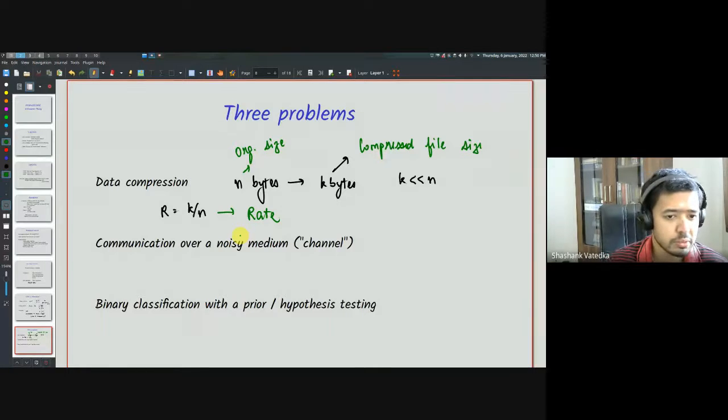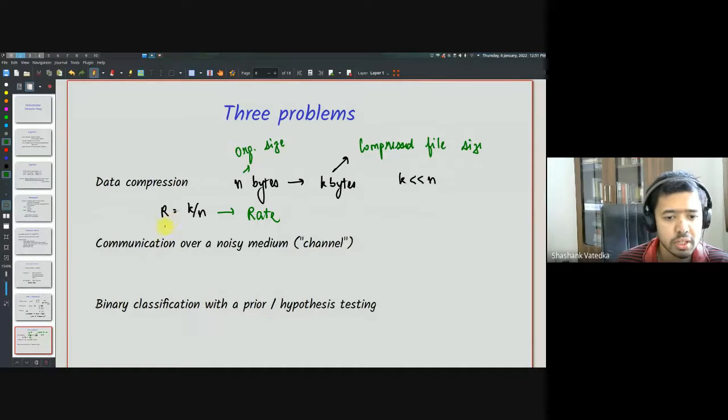But the data compression problem is basically this. So given an n byte file, how small can the compressed file be? How small can you make the rate of compression for a given, let's say, class of files? Okay, so that's one problem that we look at. The other problem is something called the dual of the data compression problem.